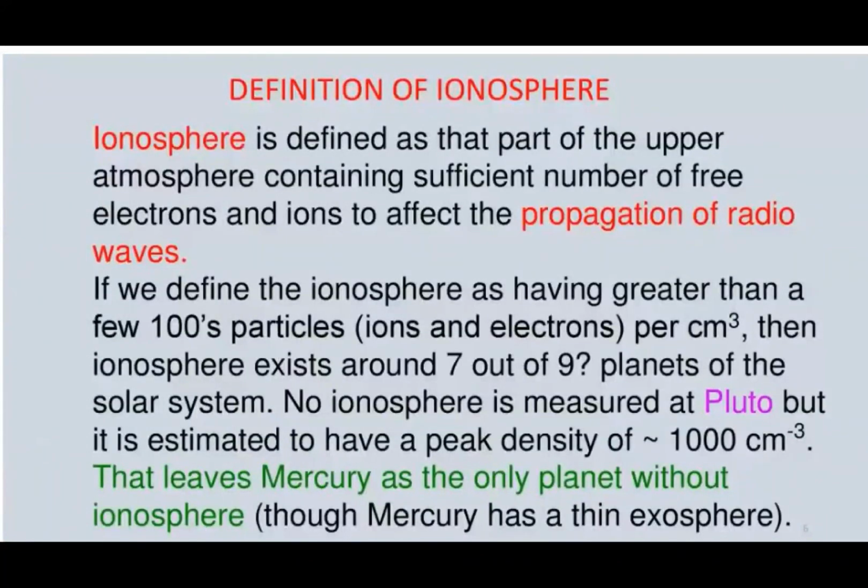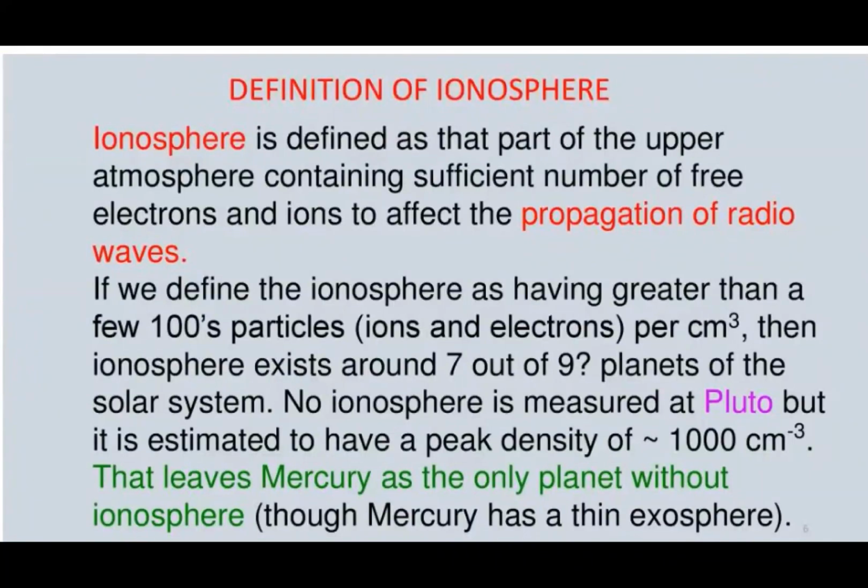Now let us see how the ionosphere is defined. A classical definition of ionosphere will be like this: it is defined as that part of the upper atmosphere containing a sufficient number of free electrons and ions to affect the propagation of radio waves. So the main emphasis was how the ionosphere is affecting propagation of radio waves, or in other words, radio communication.